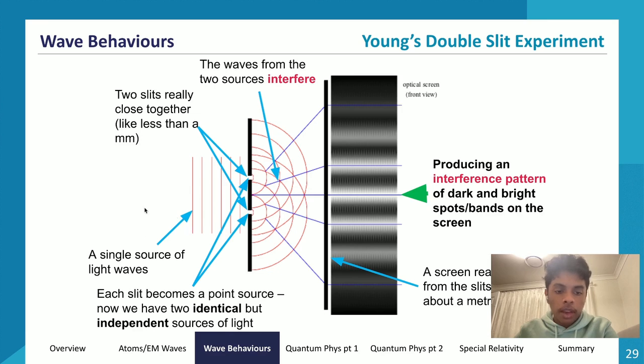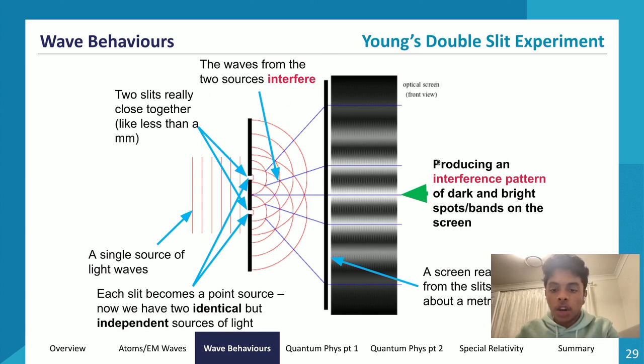So a single source of light waves enters these two slits. Each slit, as I mentioned before, becomes a point source. Now we have two identical but independent sources of light, because the light will diffract to the same degree within these two slits. As these two sources start expanding from this area, as you can see through the intersection of wave fronts, the two waves will interfere with one another.